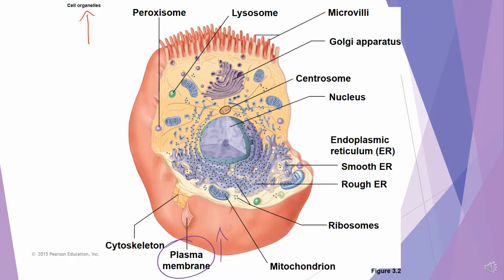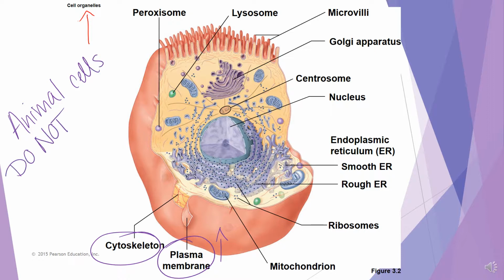Then we have the cytoskeleton. The cytoskeleton is going to function much like the skeleton of a human. It is made up of little protein fibers, and basically these protein fibers help to give the cell structure and support, because animal cells do not have cell walls. So this is important to know. Animal cells do not have cell walls.